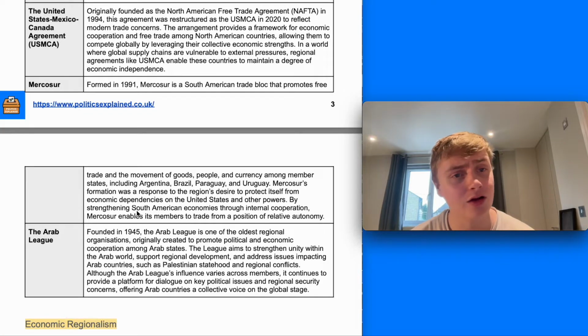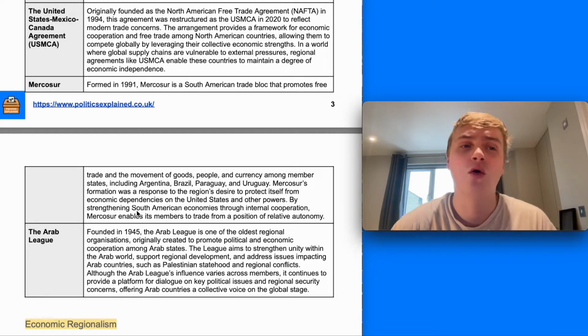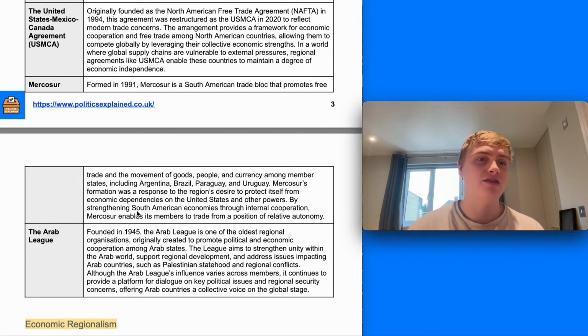In a world order where global supply chains are vulnerable to external pressures, regional agreements like the USMCA enable these countries to maintain a degree of economic independence. Of course, it's not a political union in the same way that some of these others are, though.